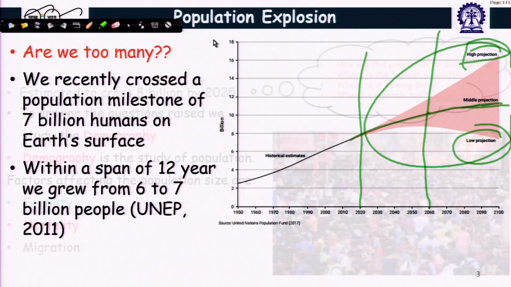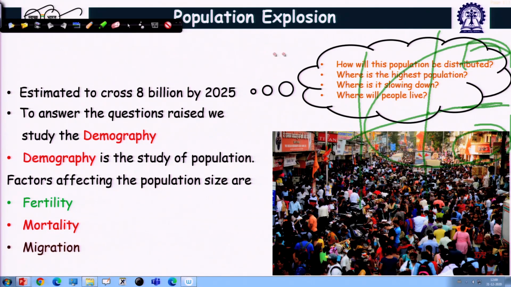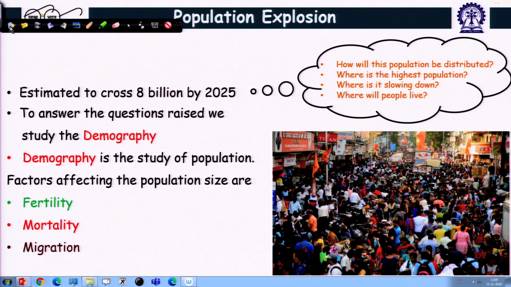Now we will cross 8 billion by 2025. Let me erase this part. It's estimated that we'll reach 8 billion by 2025, and there are certain questions that we need to look at.